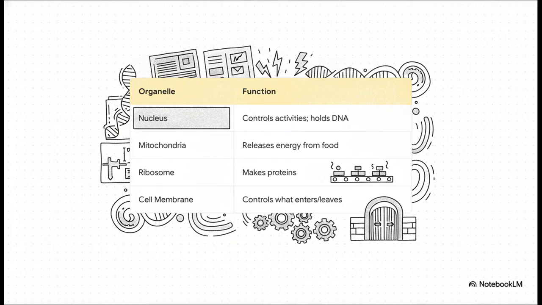And inside this factory, every department has a critical job. The nucleus is the control center, holding the blueprints. The mitochondria are the powerhouses, generating all the energy. Ribosomes are the assembly lines, cranking out proteins. And the cell membrane, that's your security team, controlling exactly what gets in and what gets out.